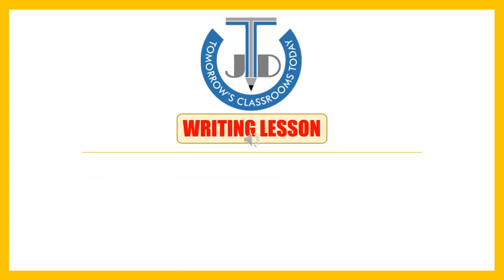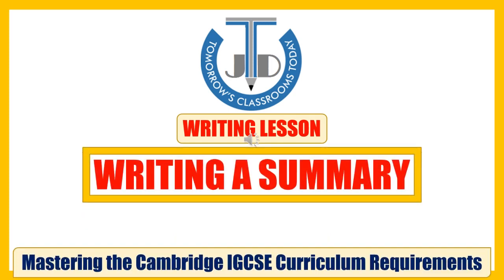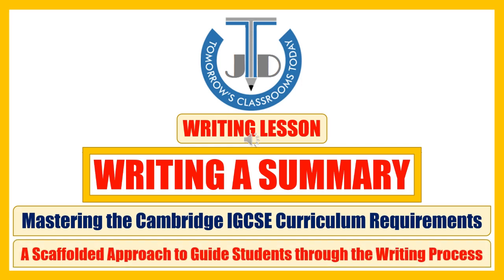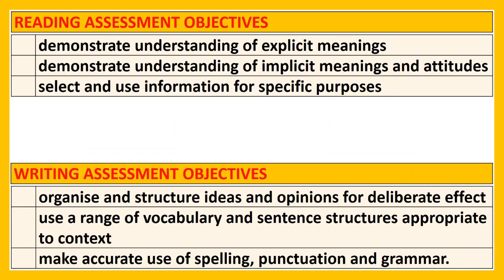Writing lesson: writing a summary. Mastering the Cambridge IGCSE curriculum requirements, a scaffolded approach to guide students through the writing process. Let's examine the reading and writing assessment objectives. Firstly, the reading assessment objectives: understand explicit meanings, interpret implicit meanings, and use relevant information for specific purposes.